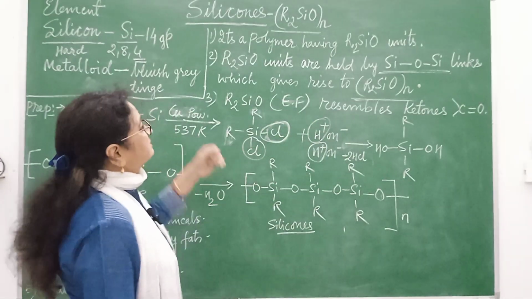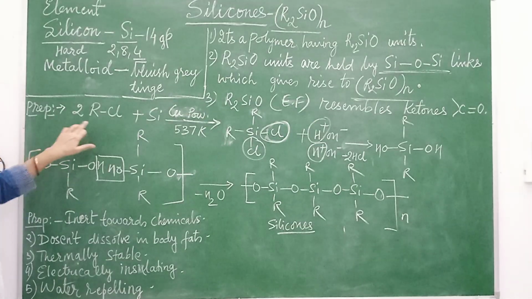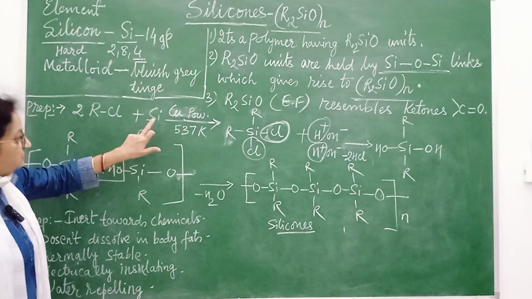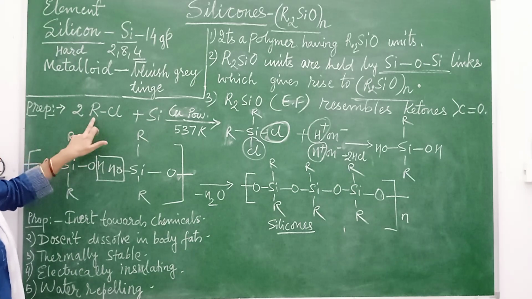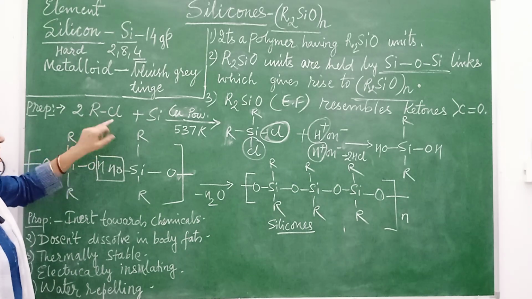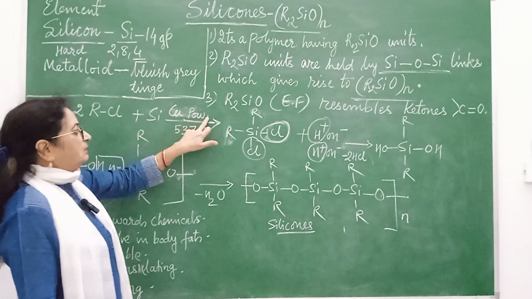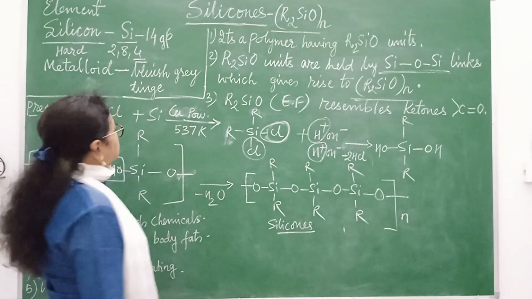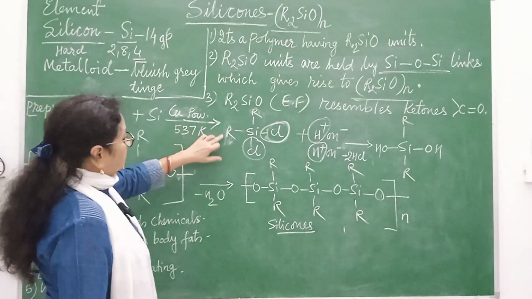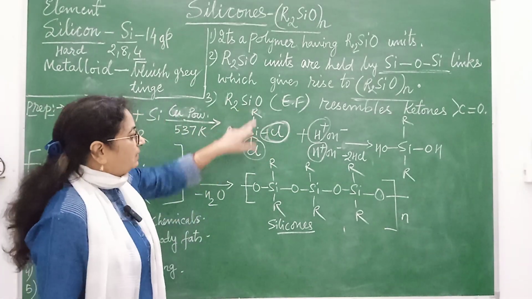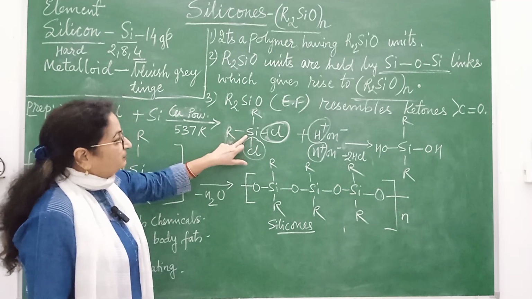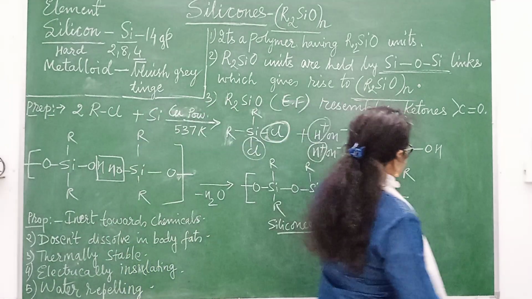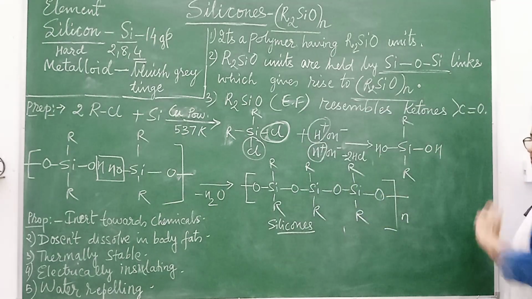Now let's see how these silicones are prepared. Now silicones are prepared by reacting silicon, sorry, not silica, it is silicon, with 2 moles of alkyl halide. Here we have taken chloride, in the presence of copper powder at 537 Kelvin. So what happens here? Now you can see we get dialkyl dichlorosilane, which on further hydrolysis gives dialkyl dihydroxysilane.